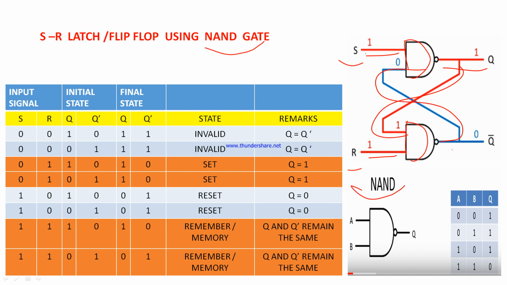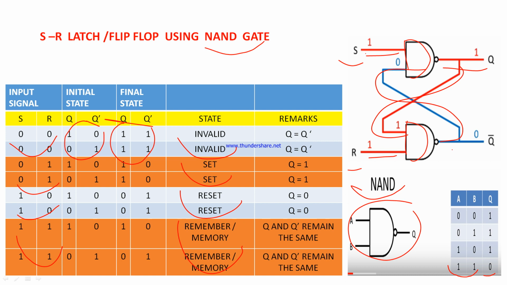And as a prerequisite, you're supposed to know the NAND gate. In the NAND gate, unless both inputs are 1, 1, the output is 1; if both are 1, then it becomes 0. Now here, things to remember: you have 00, 01, 10 and 11, and our assumptions. Every time we assume Q and Q dash, one time Q is 1, another time 0, we get Q and Q dash as 1, 1. So it's our invalid state, set state, reset state, and remember.